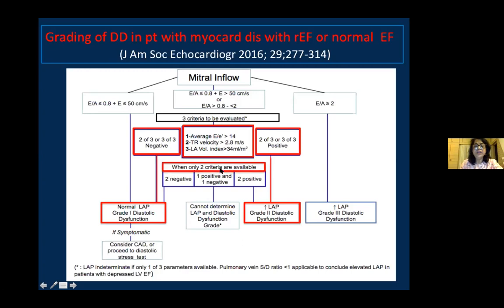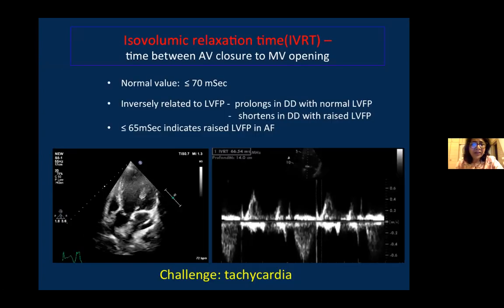So what do we do then? Out of those 2 criteria, if both are negative, we say it's grade 1 diastolic dysfunction. If both are positive, we say it's grade 2 diastolic dysfunction. And if one positive and one negative, we are not in a position to comment on the LV filling pressure and the grade of diastolic dysfunction. So what do we do in these cases? We look for some other additional parameters like isovolumic relaxation time.